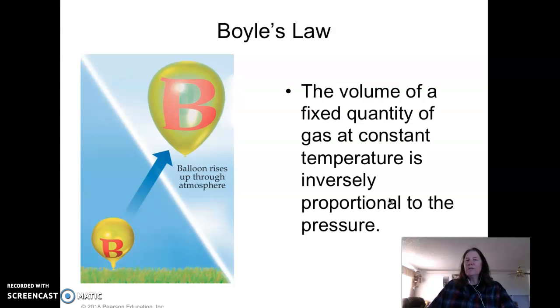And I always remember Boyle's law is the pressure one because BP would be blood pressure. Yeah, I know. I have to come up with these weird things to remember things because I'm old and I have to do that for my little brain.